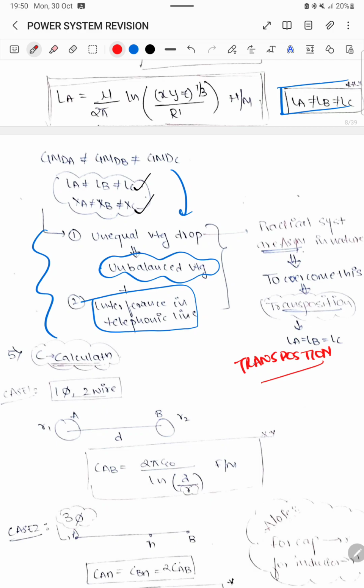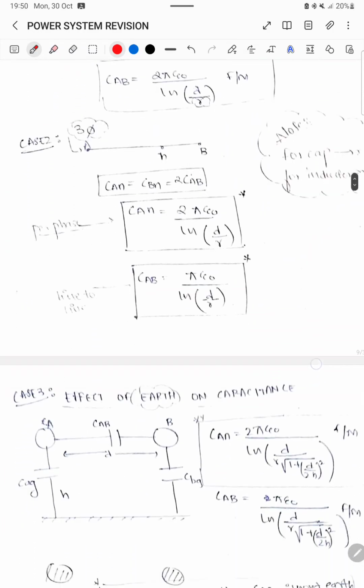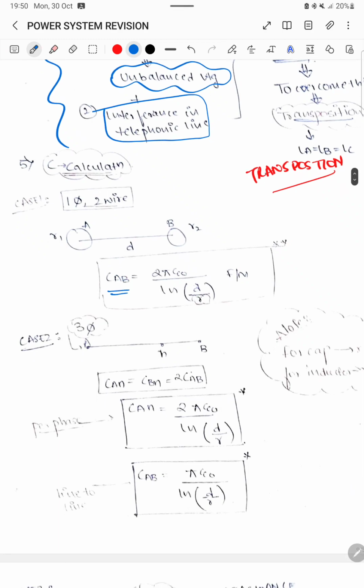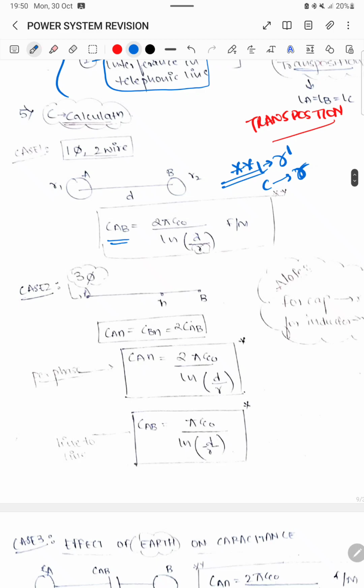Okay, now one last topic remains, which is capacitance calculation. In capacitance calculation also, again we will say single phase 2 wire and 3 phase capacitance calculation. Single phase 2 wire, it is very simple. CAB would be 2 pi epsilon naught ln d upon r. One very important thing is, in inductance calculation we use r dash. In capacitance there will be only r. So CAB is nothing but 2 pi epsilon ln d upon r.